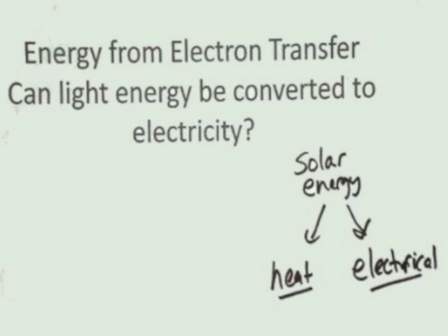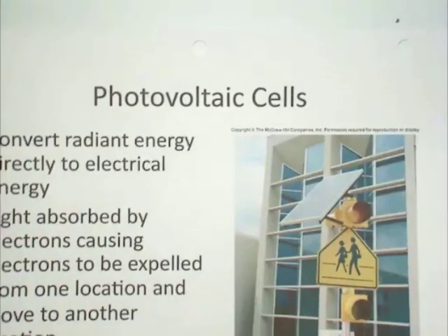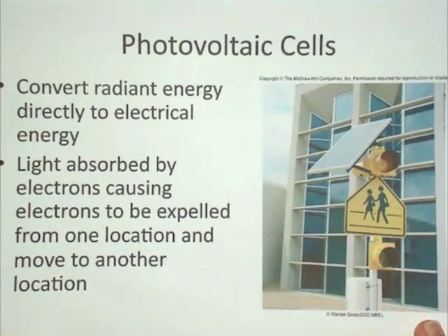But we're going to talk about, since we've been talking about electron transfer and getting energy from electron transfer, the type of solar energy in which you go from solar energy, or the energy of visible light, directly into electrical energy. Okay, and to do that, the device that is used is called a photovoltaic cell.